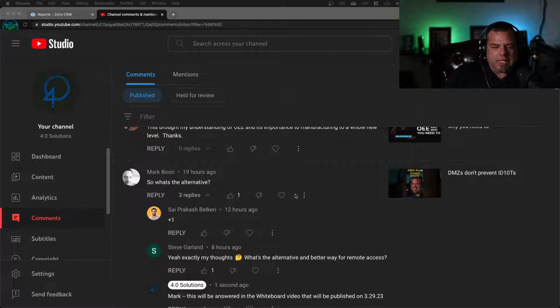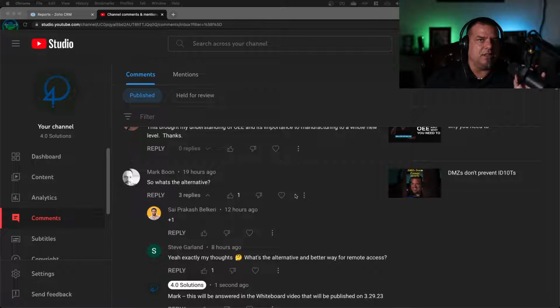So there's no latency. I'm not using a VNC connection, which is a completely virtualized connection. So anyway, that's the alternative. The alternative is industrial VPN appliances.